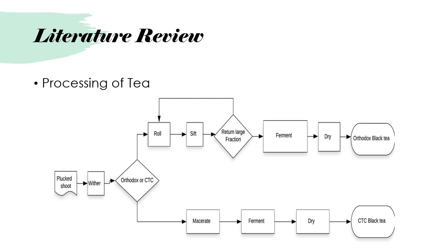For the orthodox method, the tea leaves are rolled, sifted again and again, and finally fermented, then fed to drying, and we get the orthodox black tea. For the CTC method, after withering of the leaves, it is macerated, then fed to fermentation, and followed by drying. Rolling and maceration is the mechanical process for conversion of enzymes or flavonols. Fermentation is the process of conversion of tea phenolics in the processing of black tea.